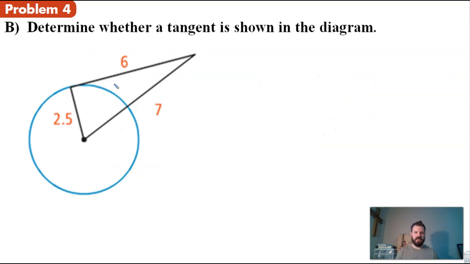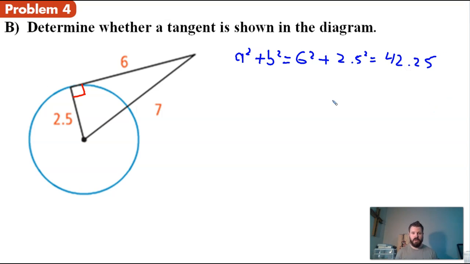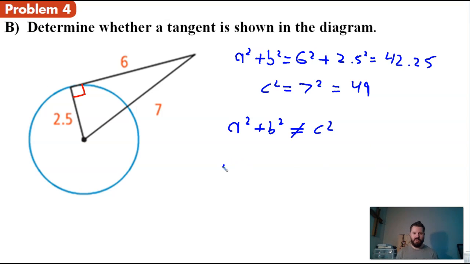All right, going through part B, are we showing a tangent line? Well, we want to see, is this angle a right angle? To do that, we'll look at a squared plus b squared. In this case, that'd be 6 squared plus 2.5 squared, which I end up with as 42.25. We'll compare that to c squared, which is 7 squared, which I know is 49. Those aren't equal. We just showed that a squared plus b squared is not equal to c squared. Therefore, this is not a tangent line.